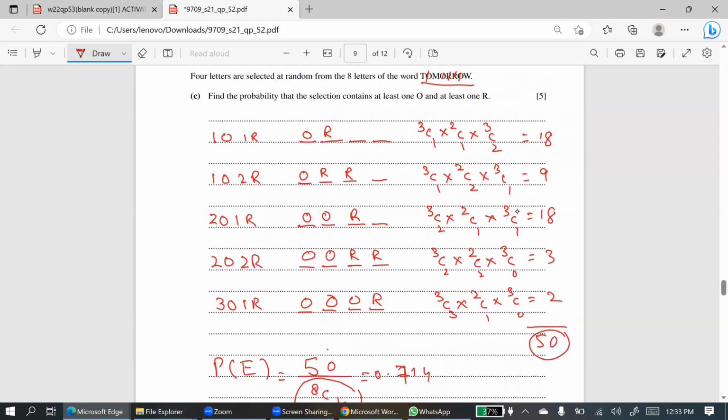If we do not ignore the repetitions, then we will have to draw all the cases: 1 O, 0 R; 1 O, 2 R's; 2 O's, 1 R; and so on. We will have to draw all the cases.